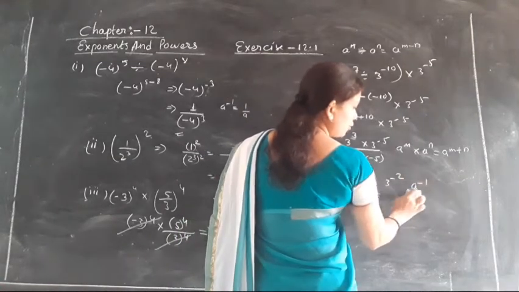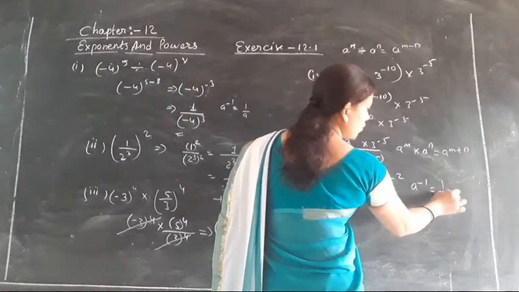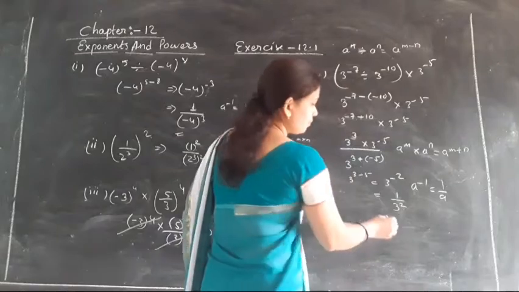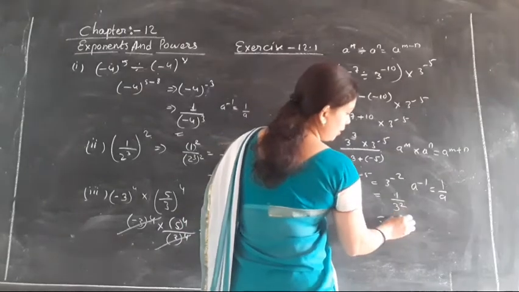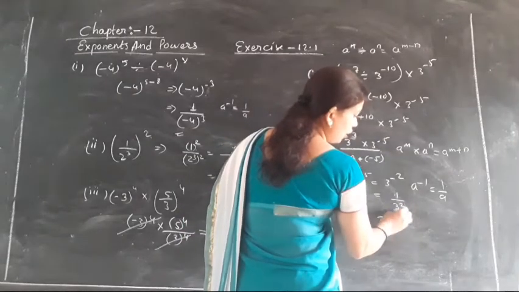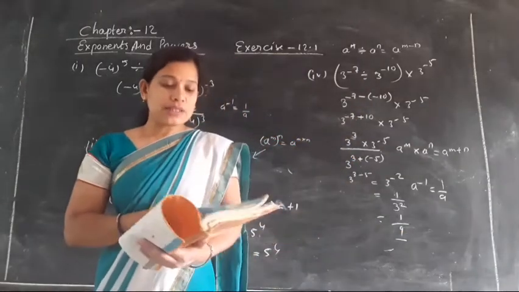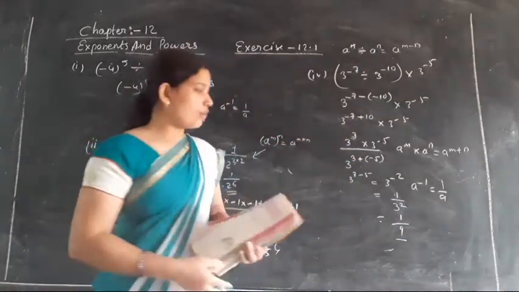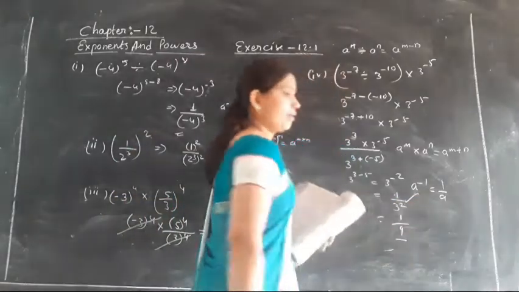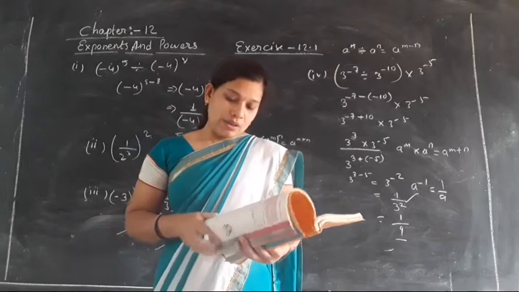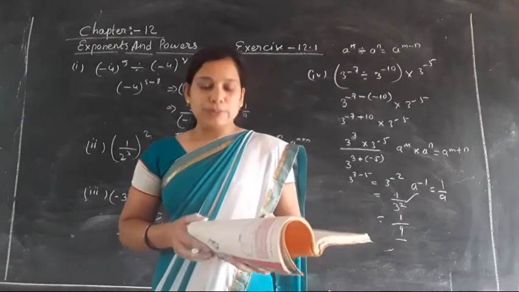Using again the law of exponent, a to the power -1 is equal to 1 upon a. So it will become here 1 upon 3 to the power plus 2. So 3 into 3 will become 9. As it is said to express the result in the positive form, we can stop the answer over here. That is 1 upon 3 to the power 2. Okay. So in the same way, you can do the fifth part also.